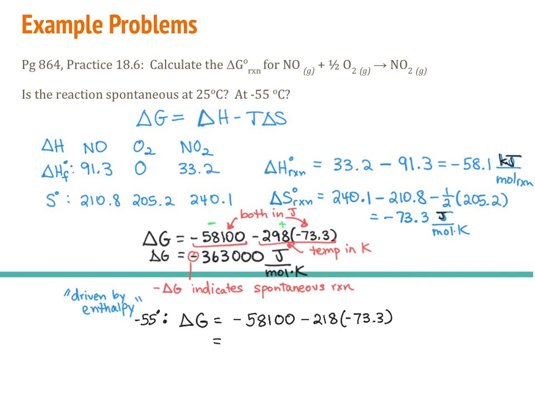And so I get negative 421,000 joules per mole Kelvin. Notice we still have a negative Gibbs free energy, so this would also be spontaneous. And it would still be driven by enthalpy, because the enthalpy term is the one that's causing Gibbs free energy to be negative.